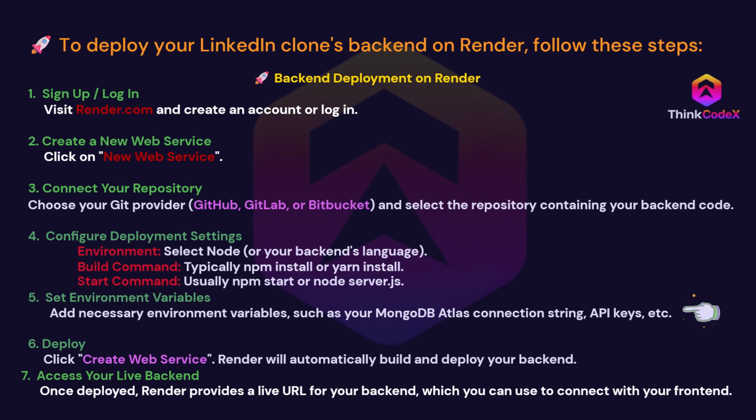Now, set your environment variables like the MongoDB Atlas connection string and any required API keys. Then, click Create Web Service. Render will automatically build and deploy your backend. Finally, once the deployment is complete, Render provides a live URL for your backend, which you can use to connect with your front end. Your backend is now live and ready.